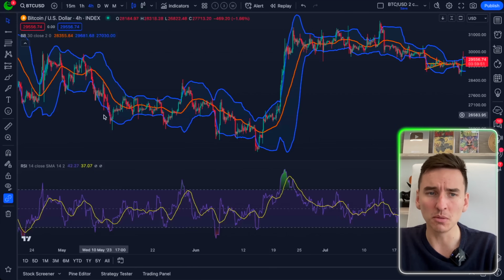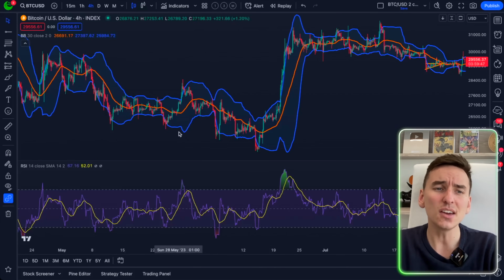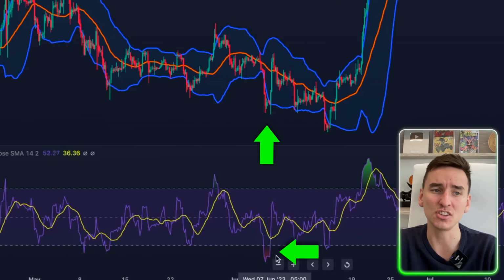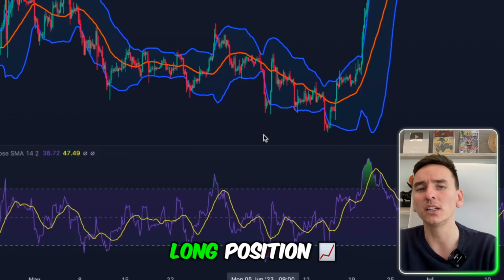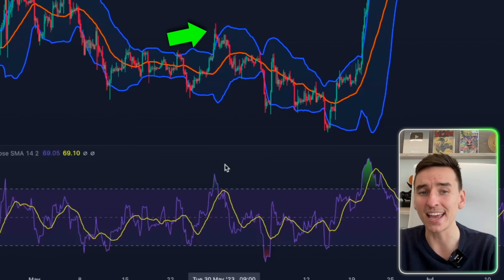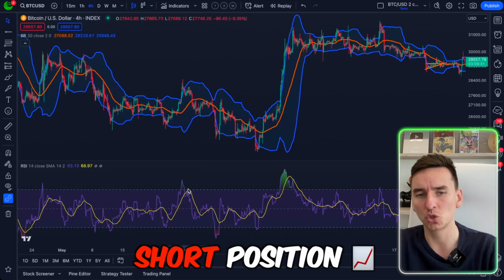To solve this problem, you're gonna add our second indicator, the RSI. If the price drops below the lower Bollinger Band and the RSI falls to the lower level around 30, you will open a long position. But if the price goes above the upper Bollinger Band and the RSI reaches around 70 level, it's time to open a short position. Let me give you some examples here.